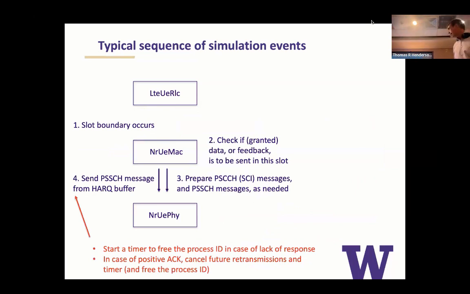When the MAC itself, remember, it dequeues and stores this message from the RLC. It's assigned to a process ID. So the HARQ buffer keeps track of the process ID associated with that packet. And when it comes time to send, it starts a timer to free this process ID in case there's no response. I'm not sure whether there's guidance in the standard about this, but I'm setting by default the timer to be twice the packet delay budget.